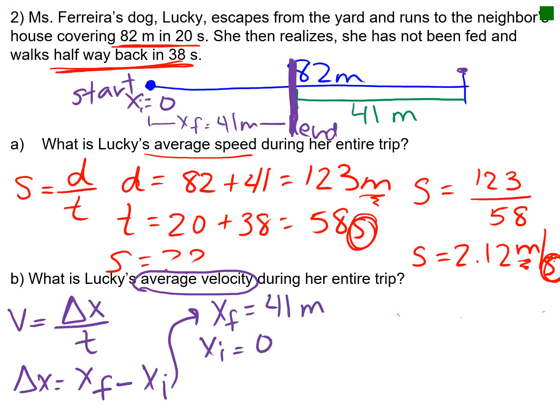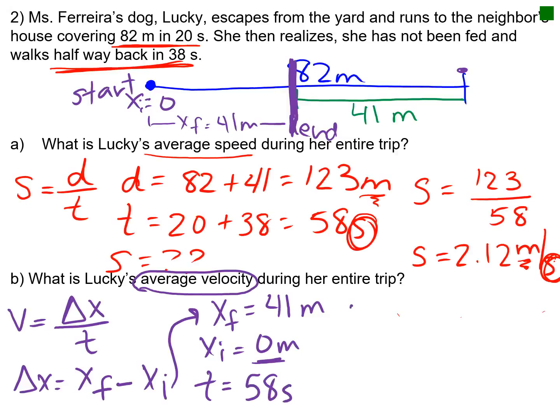Xi is 0. Anytime you have a problem and they don't give you an initial starting position, you assign that starting position to be 0. Okay? And then the time that this motion took is the same time that it took for the speed in part A. So the time is 58 seconds.